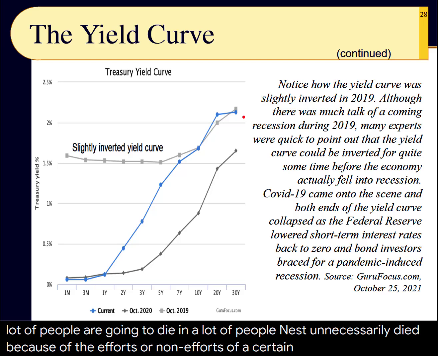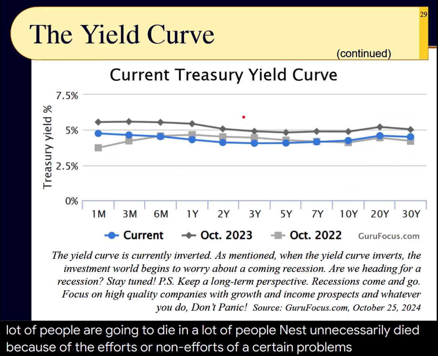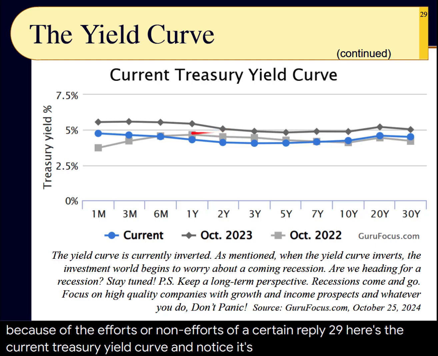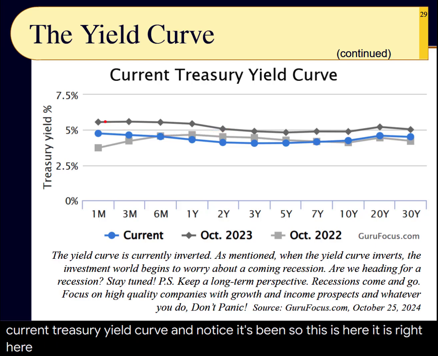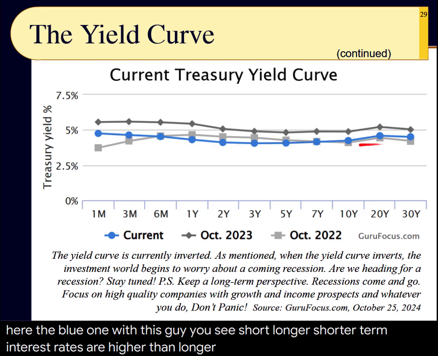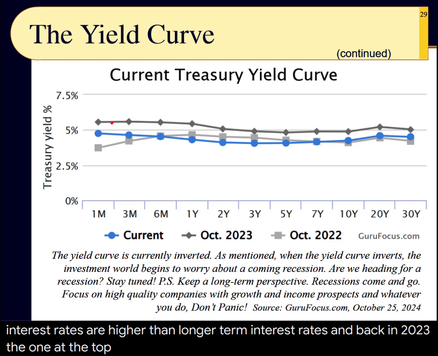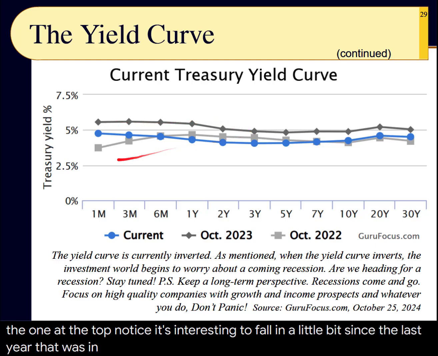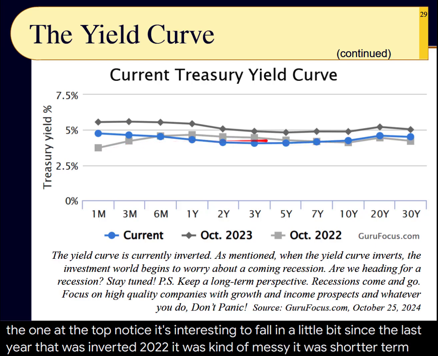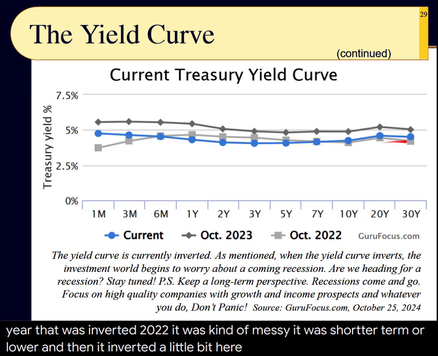Well, I'm on to slide 29. Here's the current Treasury yield curve. Here it is right here, the blue one. You see shorter-term interest rates are higher than longer-term interest rates. And back in 2023, the one at the top, notice the interest rates have fallen a little bit since last year. It was inverted. 2022, it was kind of messy. Shorter term were lower, and then it inverted a little bit here, but not much. So the yield curve is currently inverted.